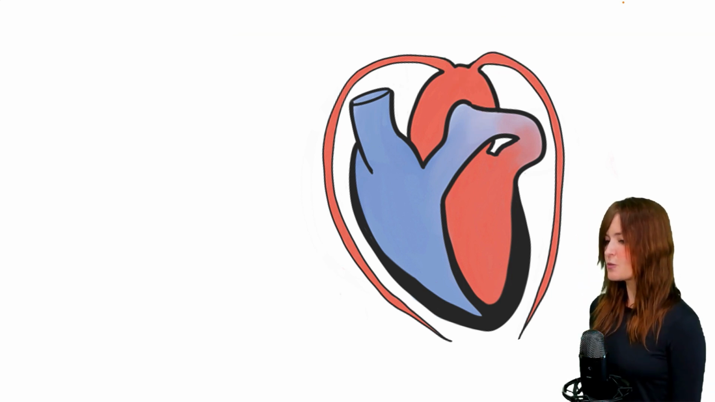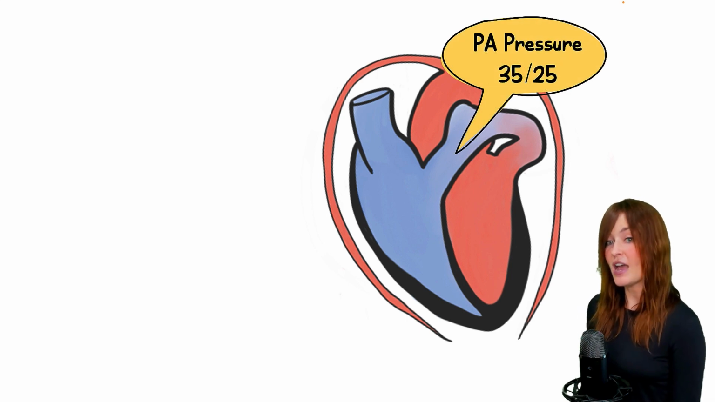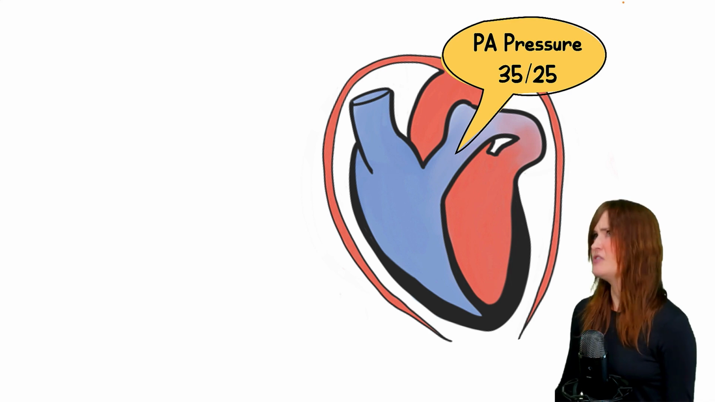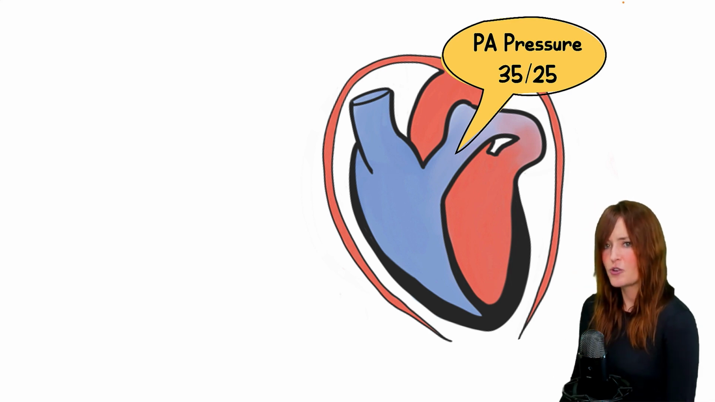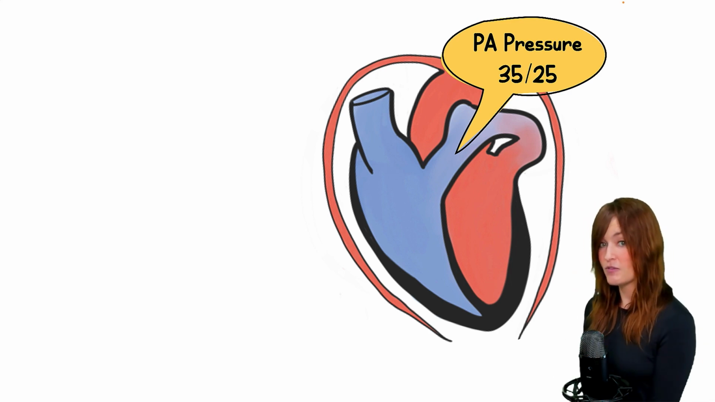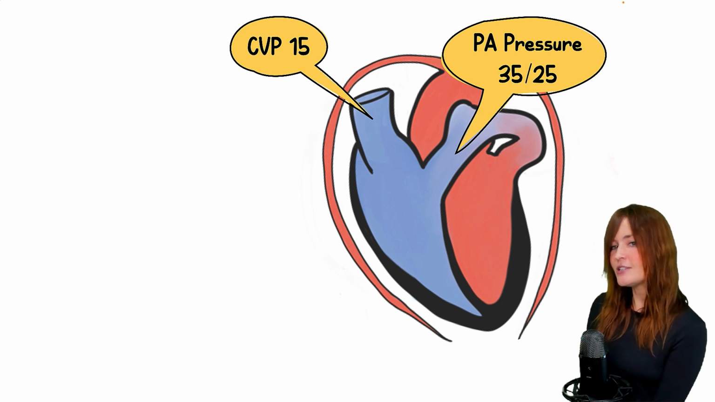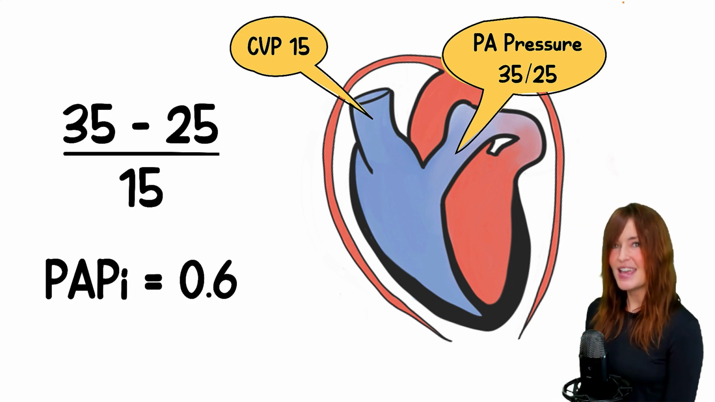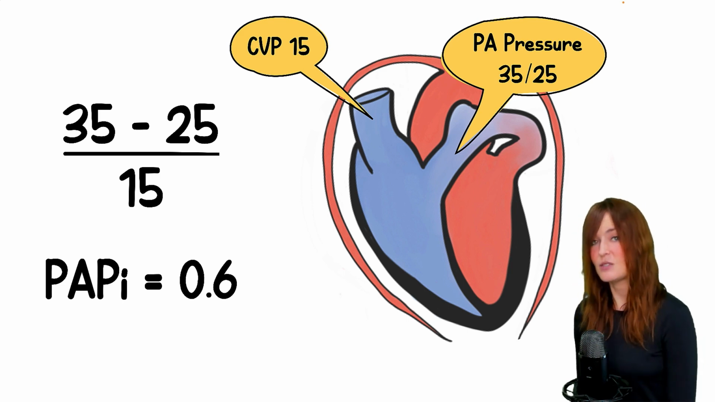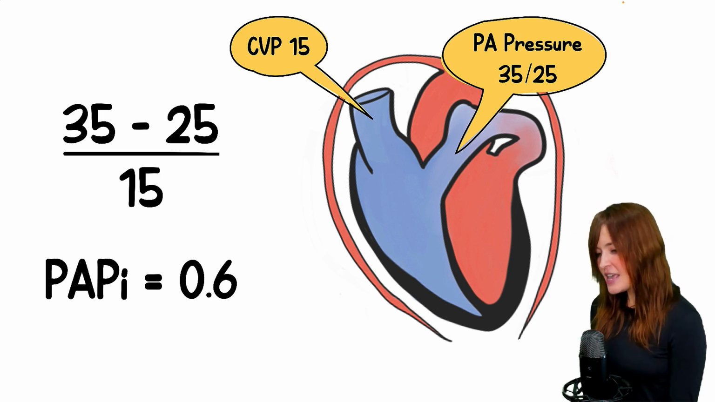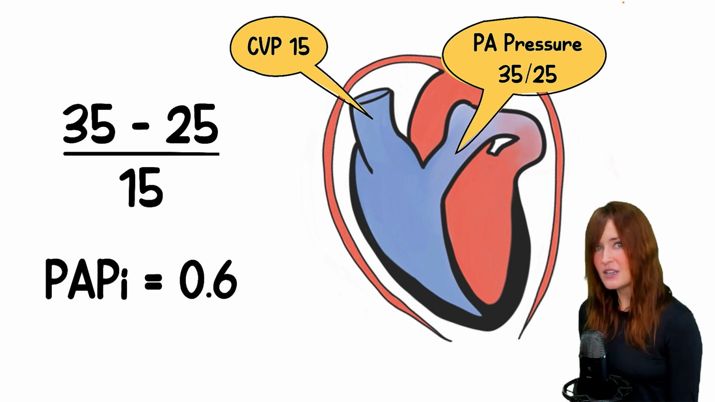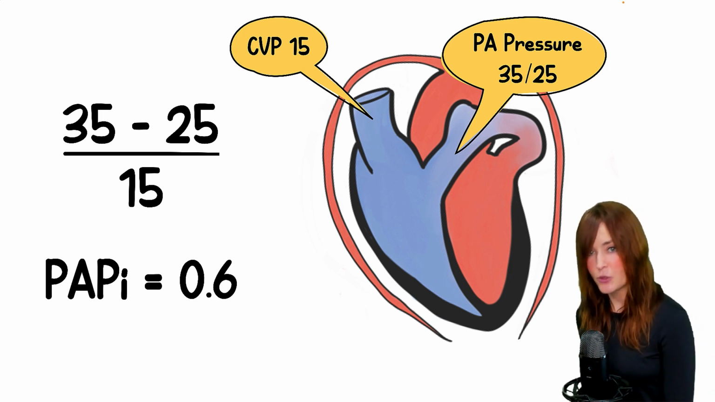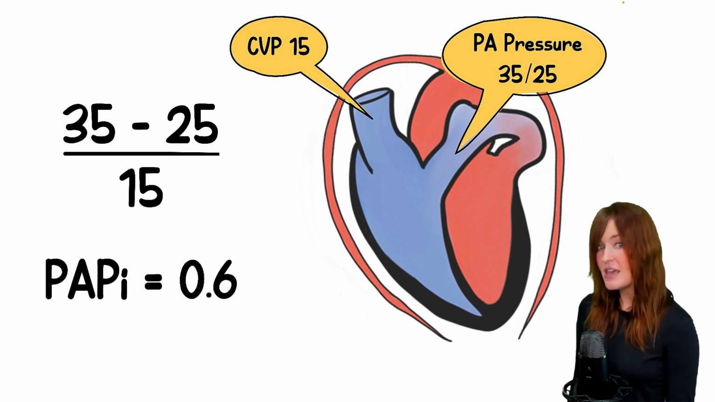What about these numbers? What if we have PA pressures of 35/25? Those numbers don't on the face look as scary as something like 75 over 30. It's just 35 over 25. But let's say we have 35 over 25 and our CVP is 15. Now let's do the math. 35 minus 25 divided by 15 gives us a PAPI of 0.6. That's not so good, because this is telling us that this patient probably has acute RV problems. It's telling us that even though the absolute values of those PA pressures are not that high, this RV is not handling it.